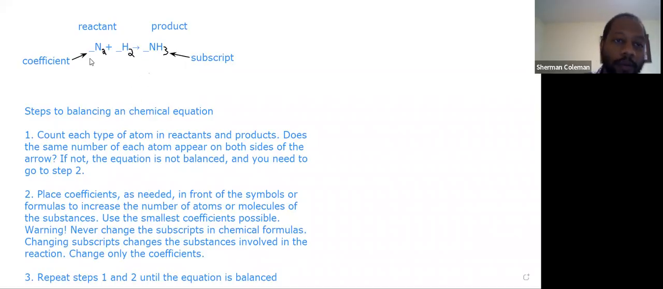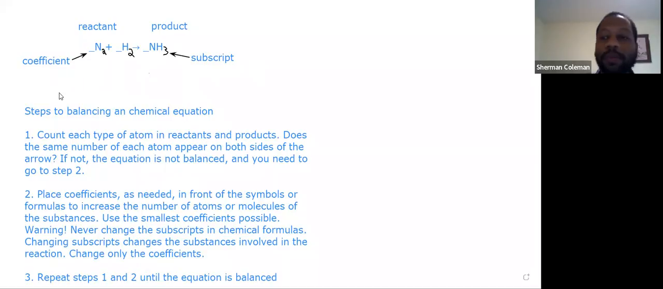If you have one atom on the reactant side, you have to have one on the product side. If you have three on the reactant side, you have to have three on the product side. When you don't have that, that means your equation is imbalanced. The second thing that's important to know is that we balance equations by changing or adding coefficients, not subscripts.